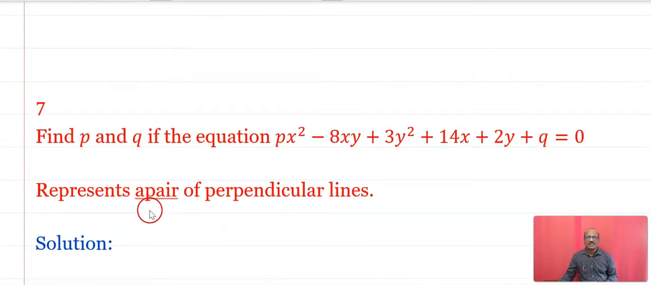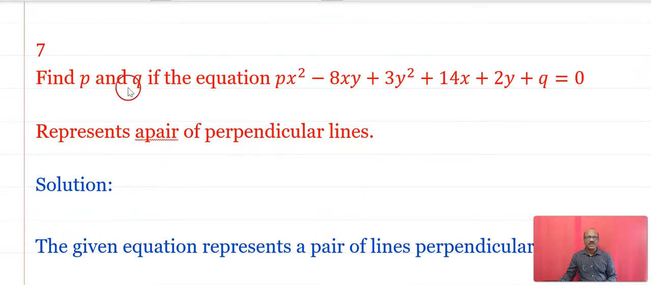Okay. Now the next question. Find p and q if the equation px square minus 8xy plus 3y square plus 14x plus 2y plus q is equal to 0 represents a pair of perpendicular lines.